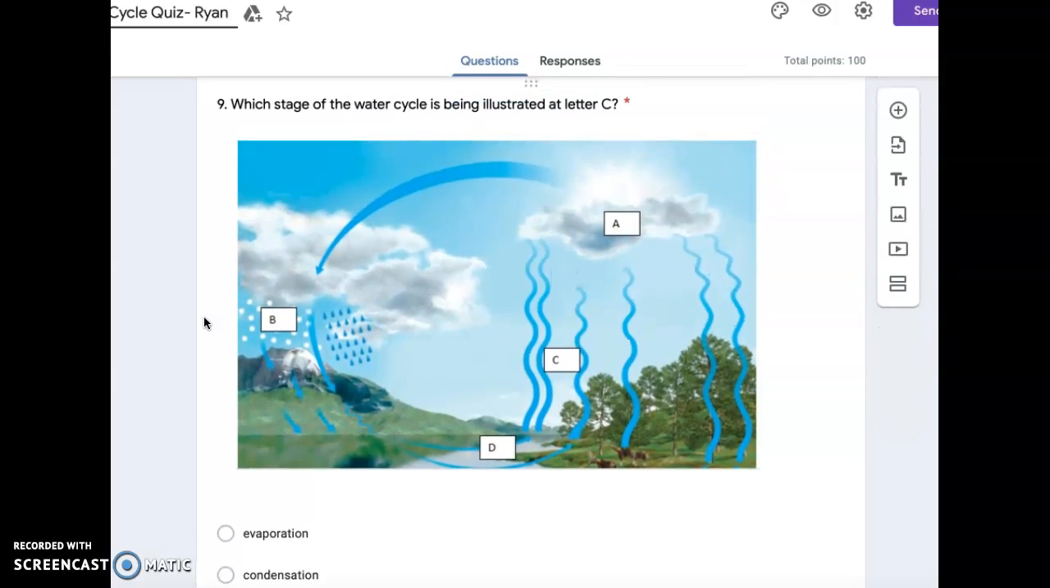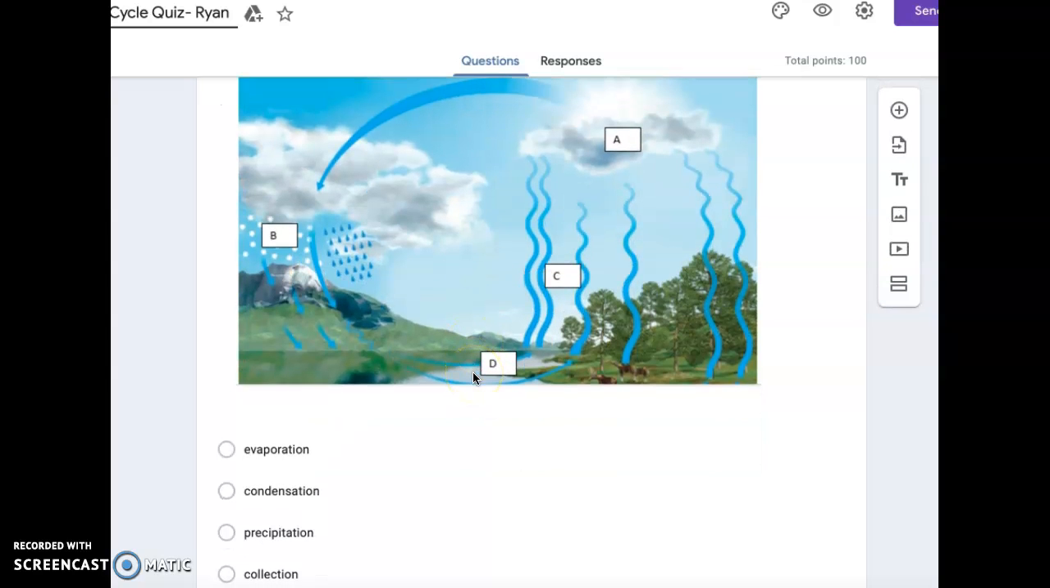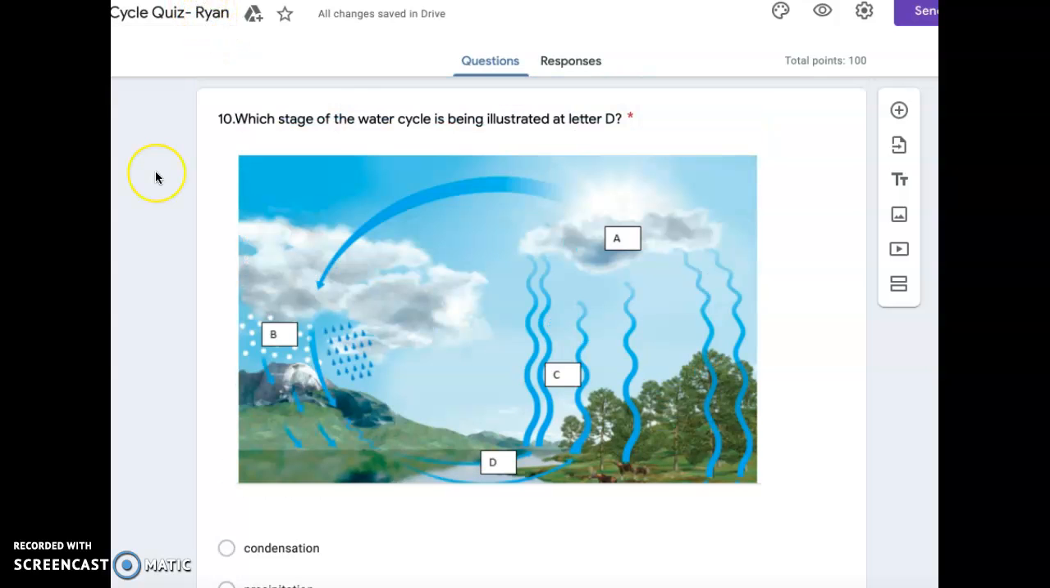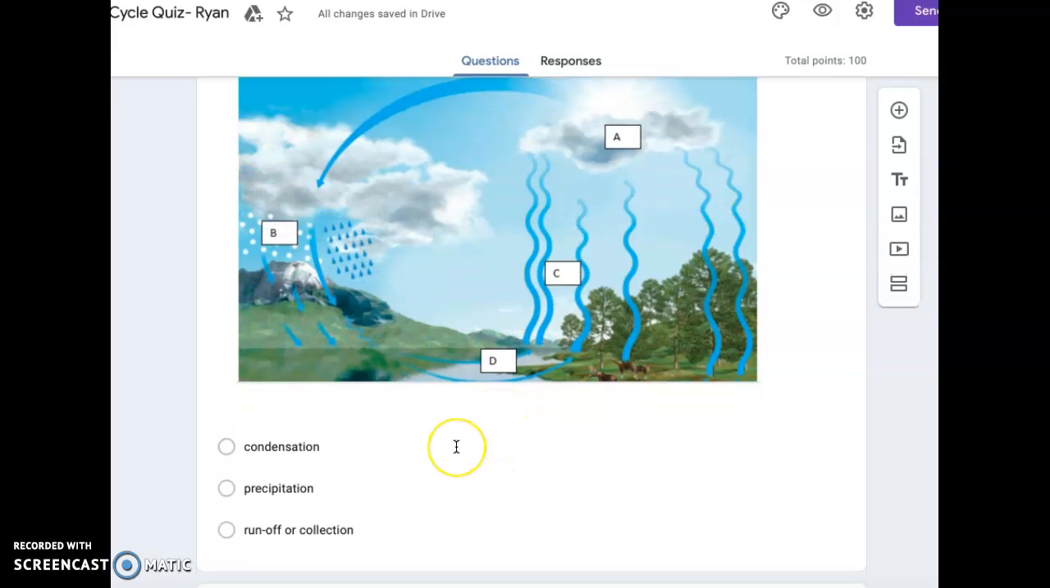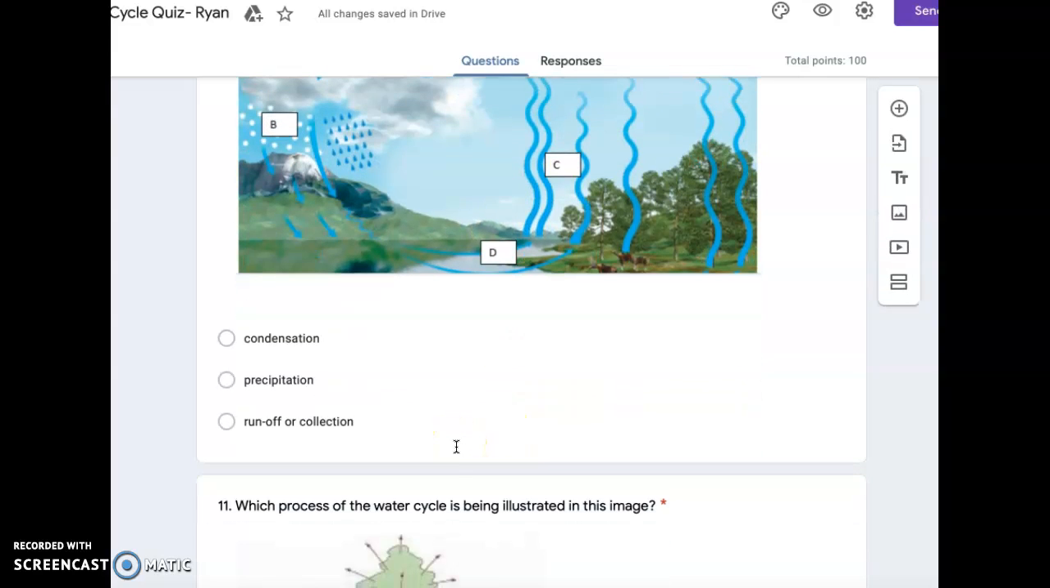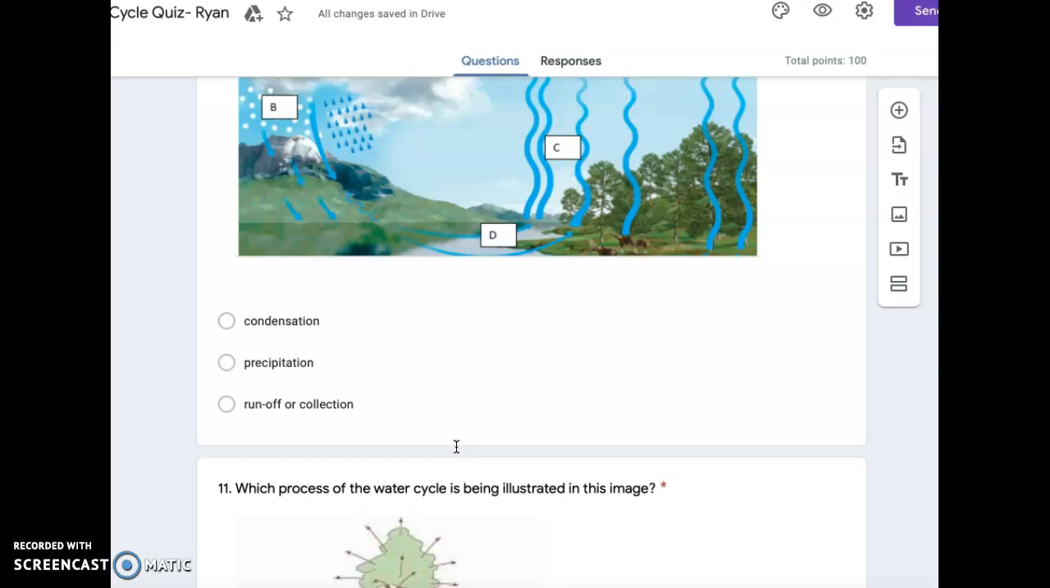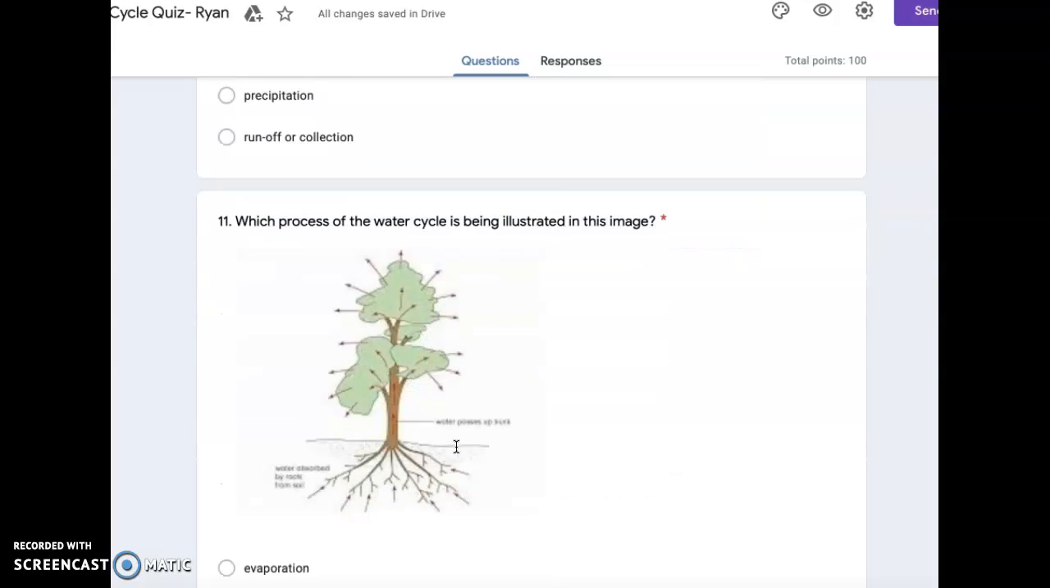Number 9, which stage of the water cycle is being illustrated at letter C? So that's right over here. Is that evaporation, condensation, or precipitation? Number 10, which stage of the water cycle is being illustrated at letter D, which is down below here? Condensation, precipitation, or runoff/collection?